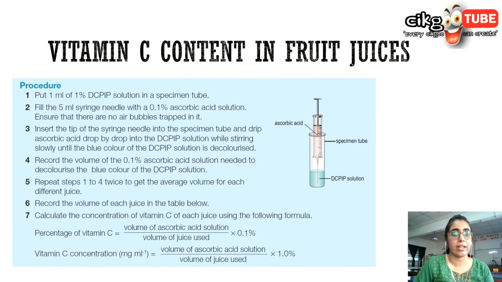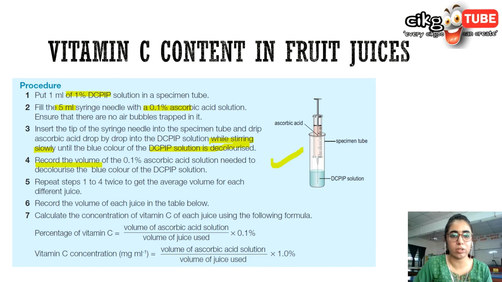Alright, then this is the procedure. Let's look at the procedure where you have to put 1 ml of 1% DCPIP, and then you put the ascorbic acid 5 ml, and you ensure there are no air bubbles trapped. Also, the fruit juice that you are using has to be fresh. Then you insert the tip here. Look at the picture. Then you slowly add drops, drop by drop, of the ascorbic acid into the DCPIP solution, and you stir slowly until the DCPIP solution is decolorized.